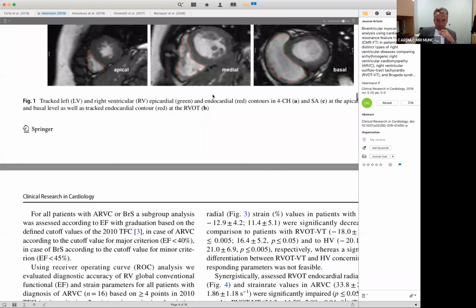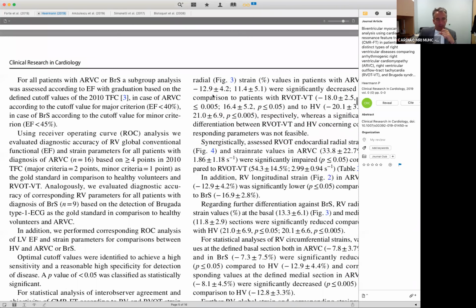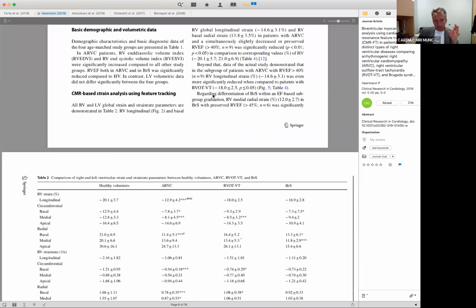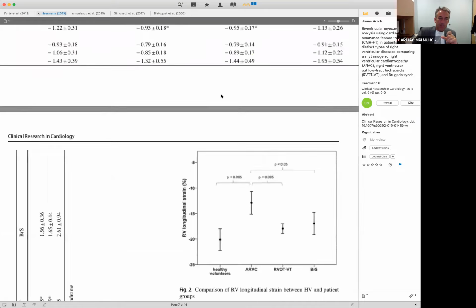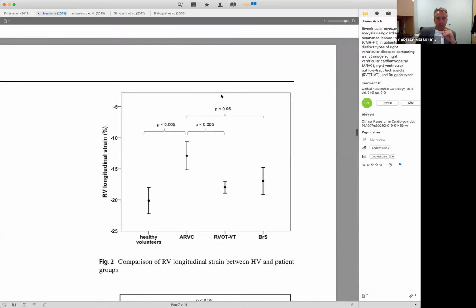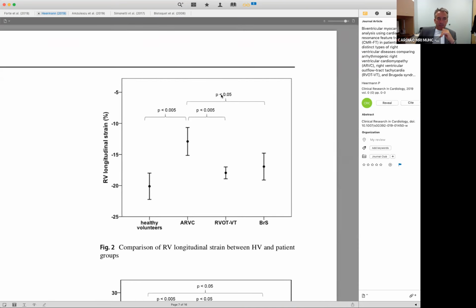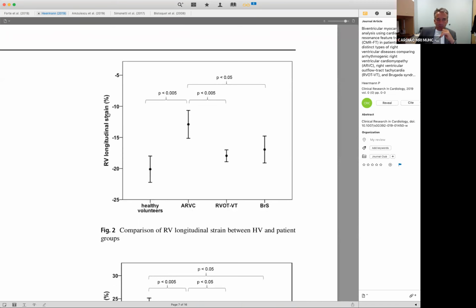But anyhow, they analyzed the data in a blinded fashion. And what they found, and in fact I will skip the tables so you can look that up, because it's a bit difficult to explain, so I go just through the figures themselves. What they found is that if you look at the longitudinal strain, ARVC has the worst, because the less negative, the less strain you have. So ARVC is clearly sticking out and is statistically significantly different from the others.